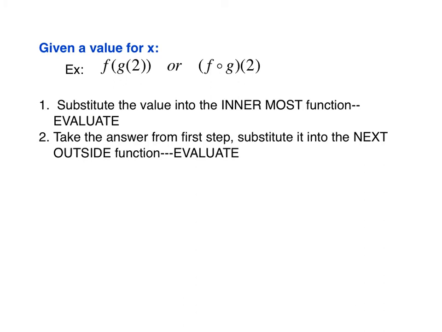Sometimes we're given an actual x value to put in first, or sometimes we're not, but in the case that we are given a numerical value, it would be written like this here, or like this. So the two-step process would be: substitute the x value into the innermost function and evaluate, then take the answer from the first step and put it into the next outside function. We're always working from the inside out. So here G would get evaluated first. The answer that comes out after 2 goes into G goes into the F function.